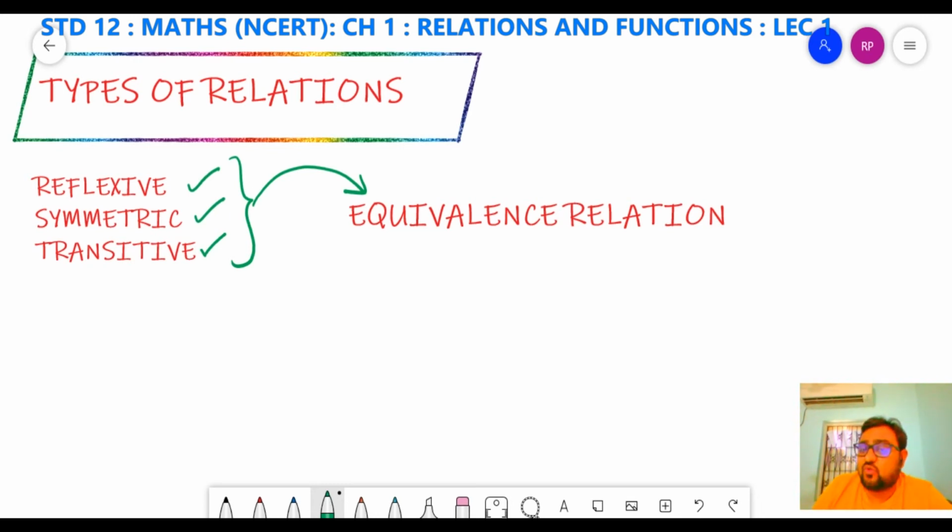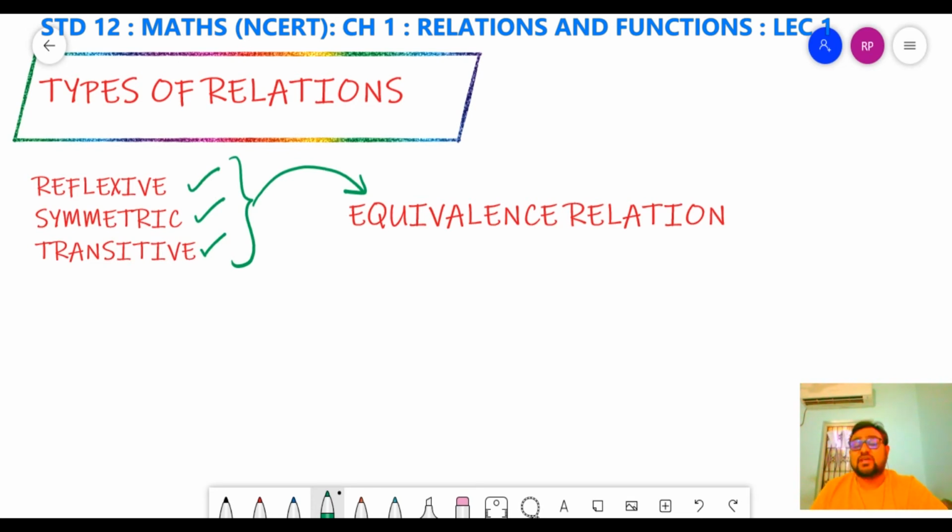So see, what type of question can we ask? Show or prove that the following relation is an equivalence relation. So what you have to do in that? First prove that the relation is reflexive, then symmetric, and then transitive. If all the three are there, then it will be an equivalence relation.